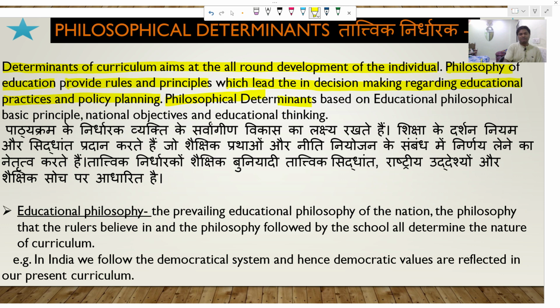Philosophical determinants are based on educational philosophical principles, national objectives and educational thinking. So it refers to educational thinking. Next is national objectives, based principle. Okay, next is educational philosophy.